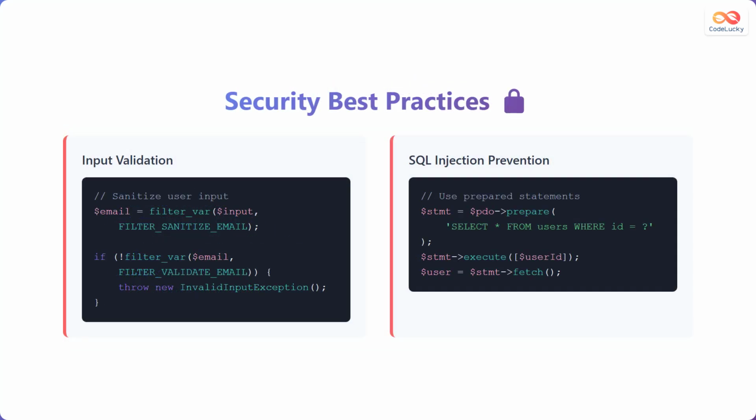Let's move on to security best practices. Security should be a top priority in your PHP development. Always validate user input to prevent malicious data from entering your system. In the example, we sanitize the user input for email and validate the email to check if it's a valid email or not. Also, prevent SQL injection by using prepared statements. Prepared statements ensure that user input is treated as data, not as executable code. These practices are very important for protecting your application.